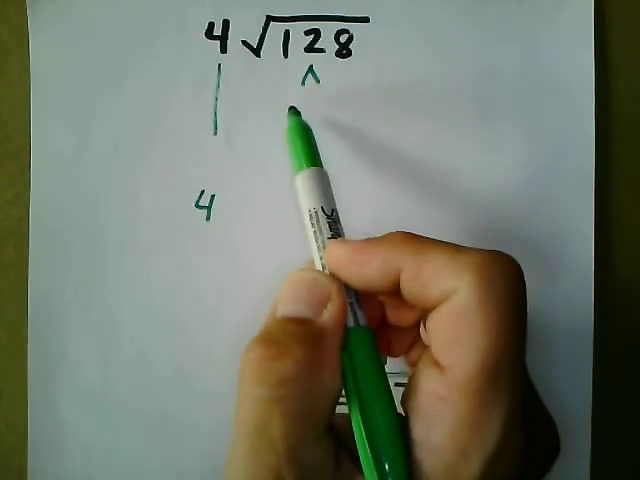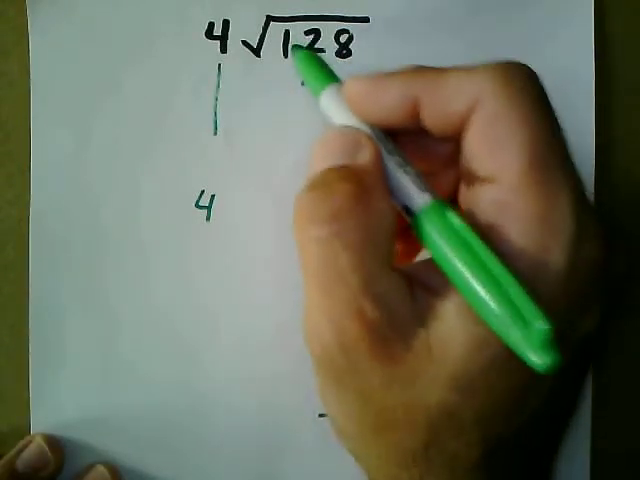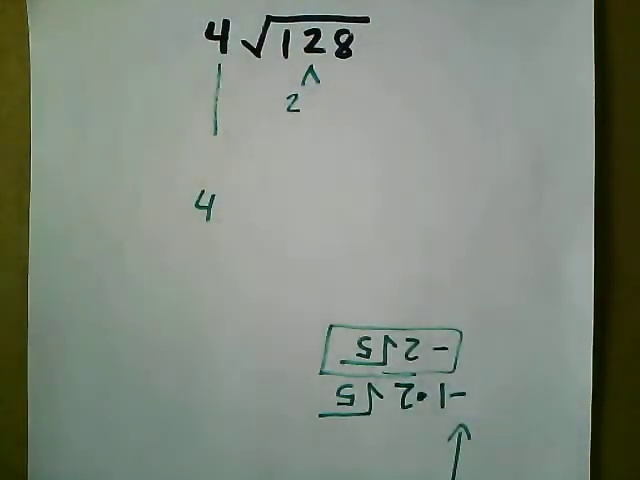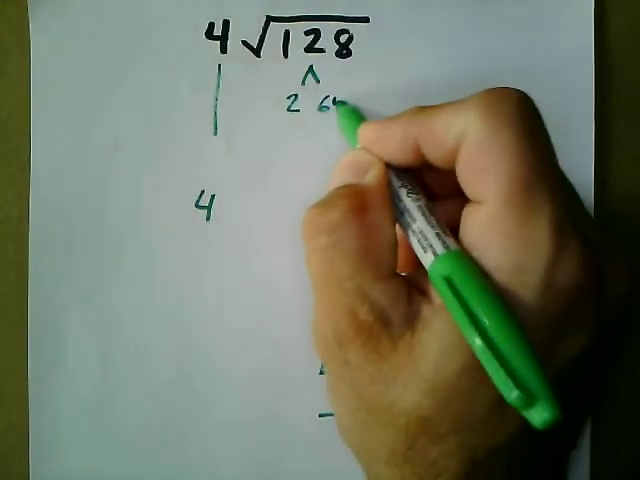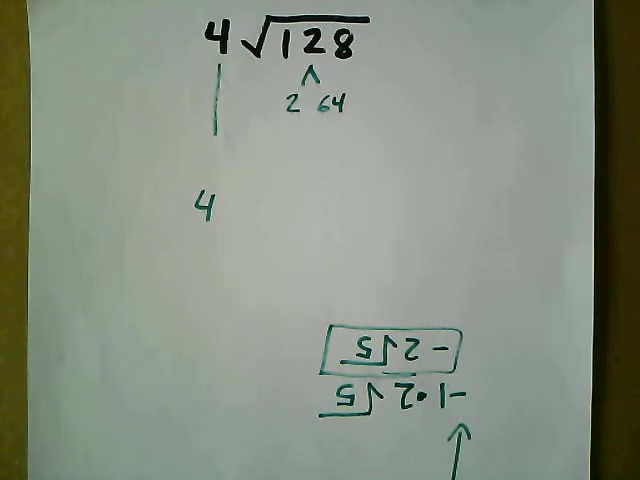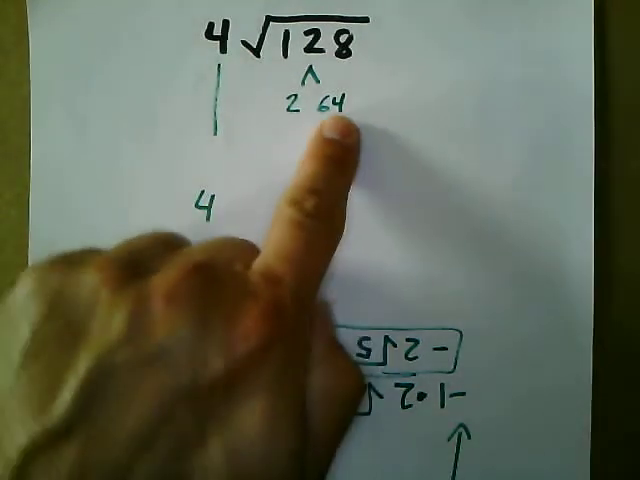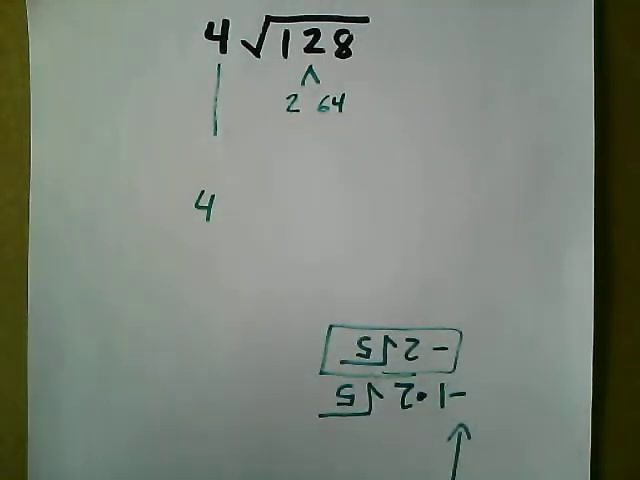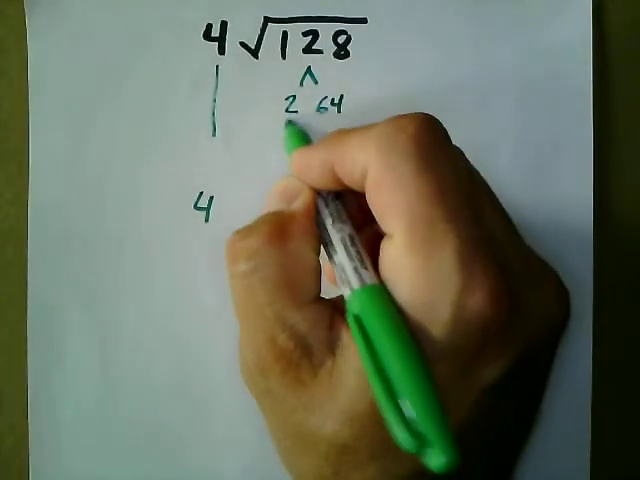So I know I could start with 4. But if you don't know, just take 128. It's an even number, divided by 2. So if you take 128 divided by 2, you're going to come up with 64. Now, for me, it's already over, because I know 64 is a perfect square. It's 8 times 8. But if you don't know that, then you might have to break it down again.